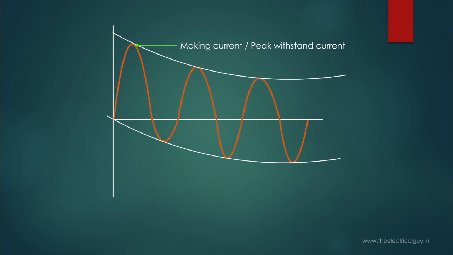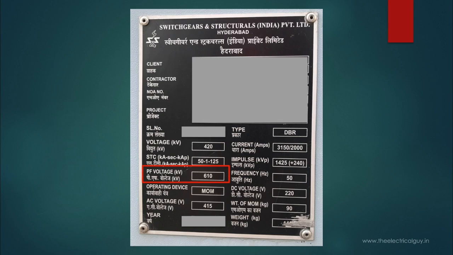So moving on, you will see power frequency voltage. With this we will also understand what impulse voltage is. Now these are the basic insulation values which every equipment should have. As this is 420 kV, the manufacturer should have mentioned the switching impulse as well, but unfortunately it is not mentioned here. So we'll see what power frequency voltage is.